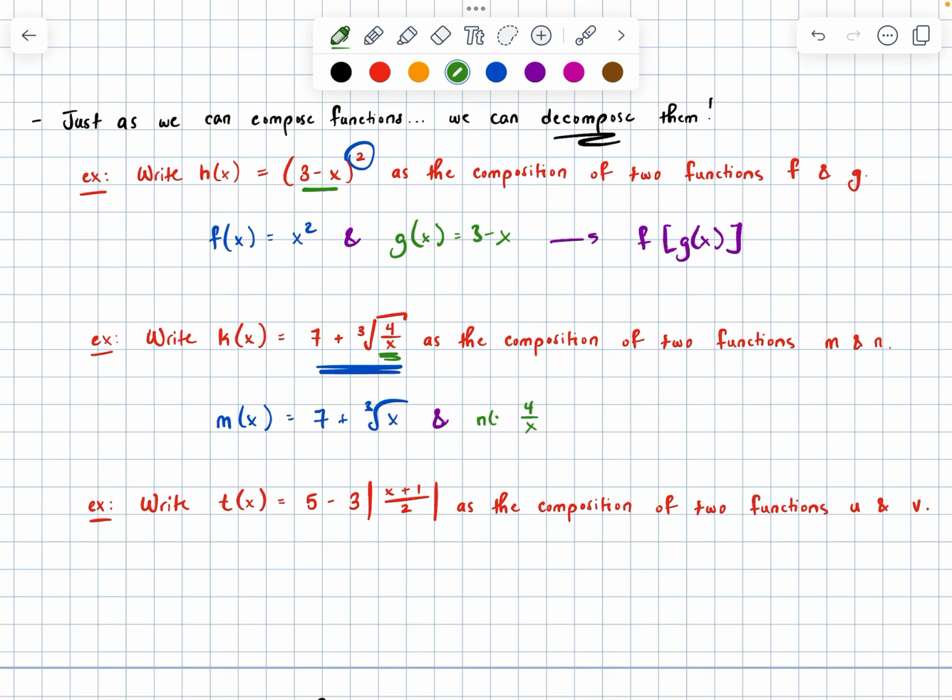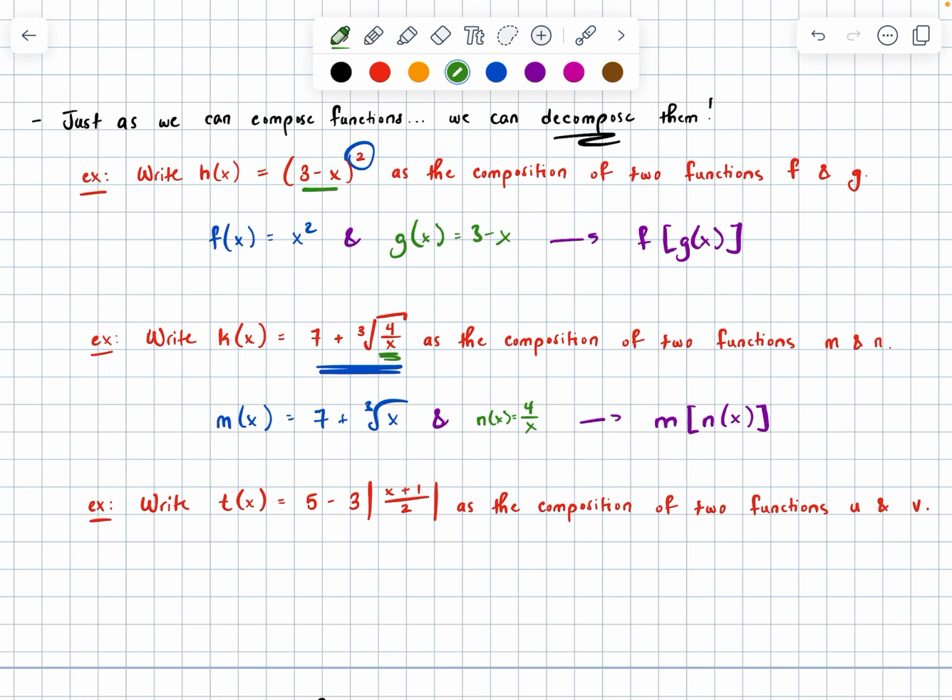So we'll call that 4 over x our function n of x, which tells us that the composite function m of n of x is literally 7 plus the cube root of x, where x was replaced by 4 over x.